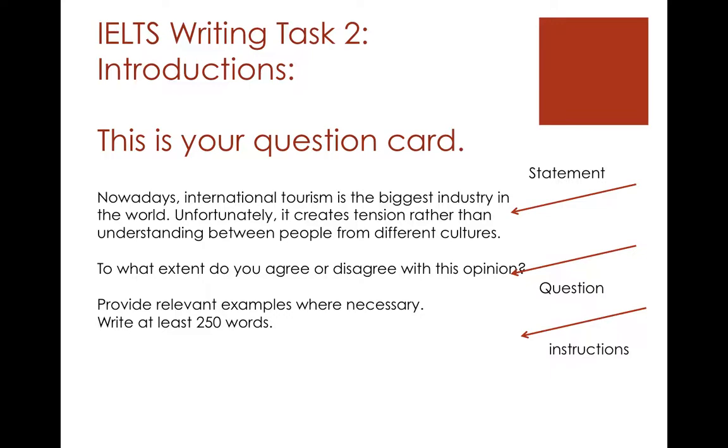So this is your question card. Nowadays, international tourism is the biggest industry in the world. Unfortunately, it creates tension rather than understanding between people from different cultures. This is your statement. This question card will be given to you on the exam. And the question is, to what extent do you agree or disagree with this opinion? Provide relevant examples where necessary and write at least 250 words. These are your instructions.